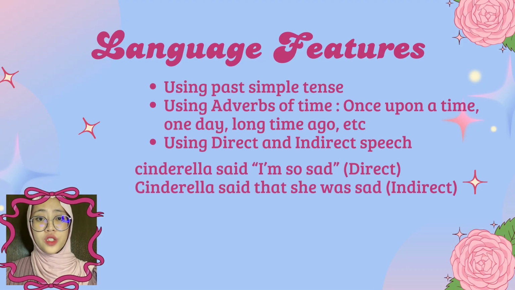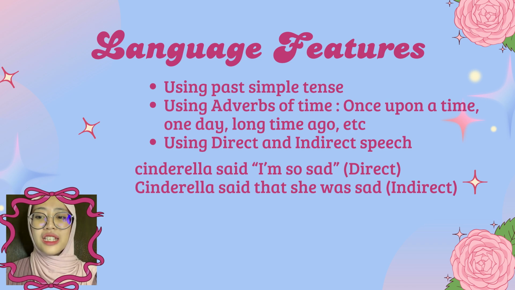So the language features of narrative text, for the first, is using past simple tense. So is it okay to use other past tense? Yes, of course you can. The important thing is that it is in past because this story is like having happened and being retold.